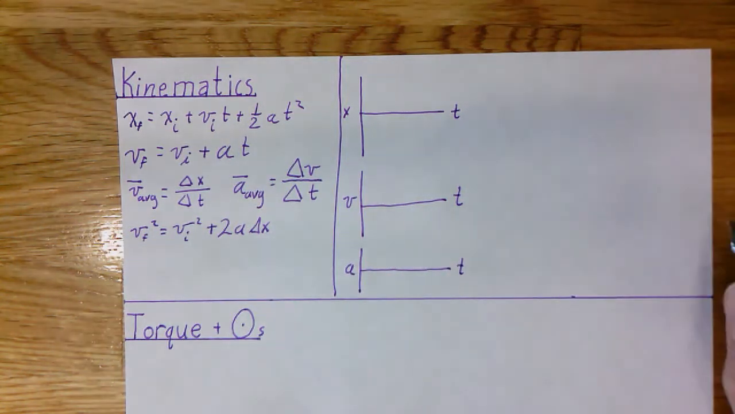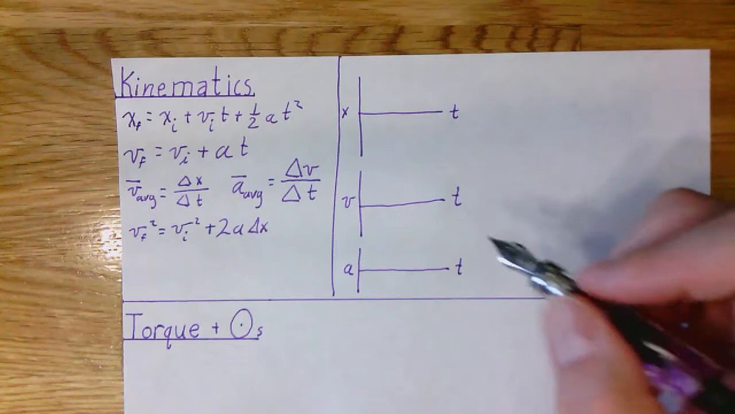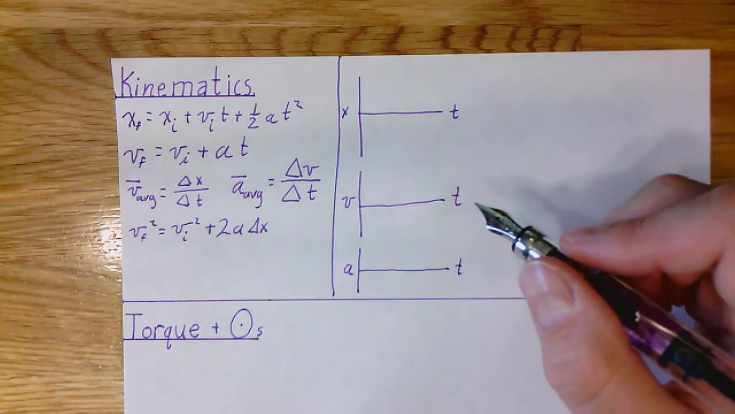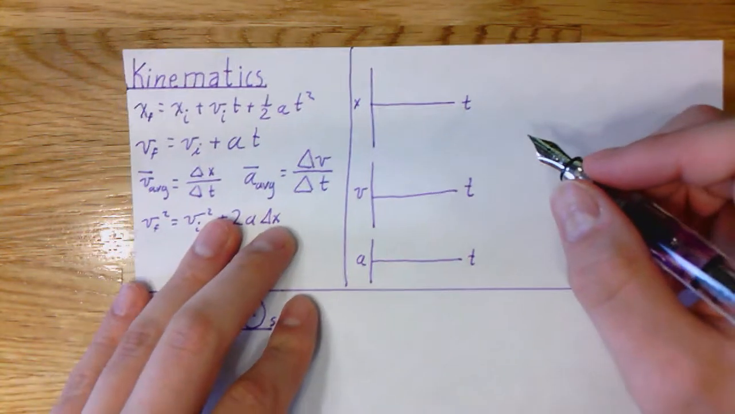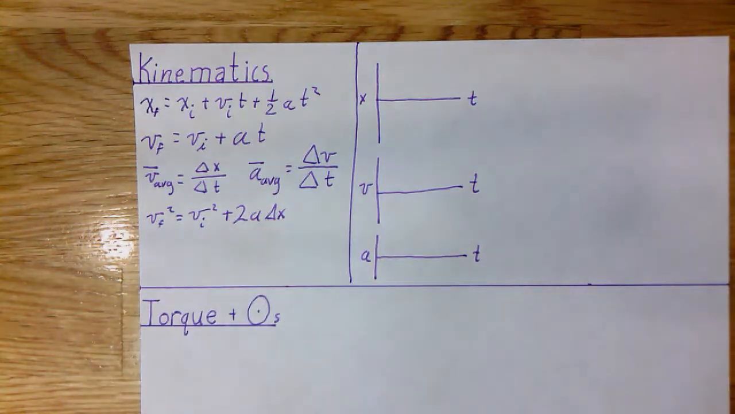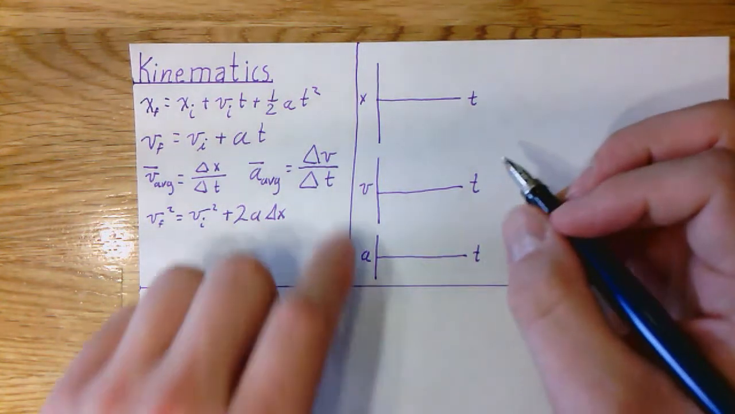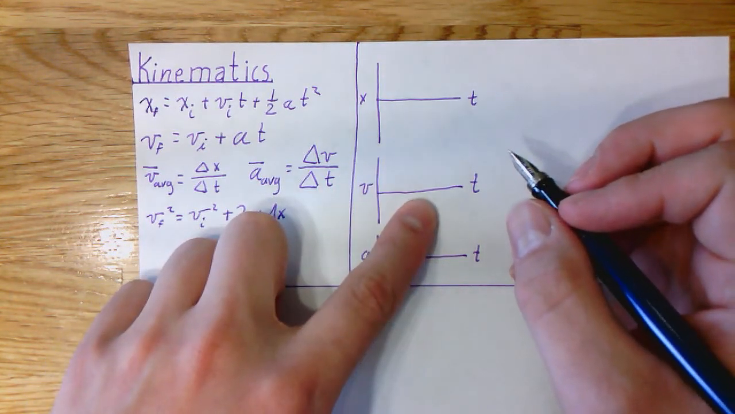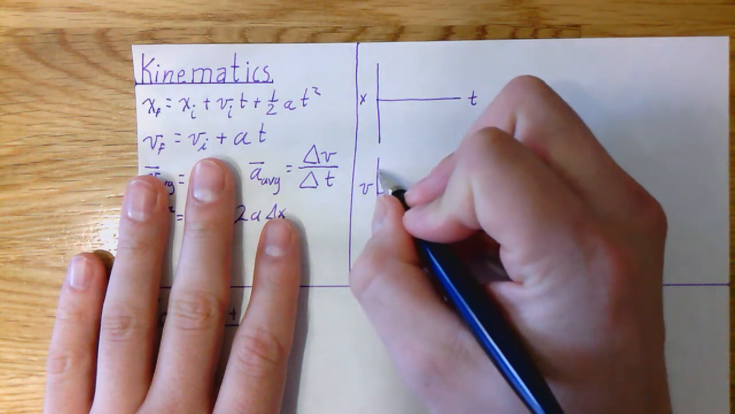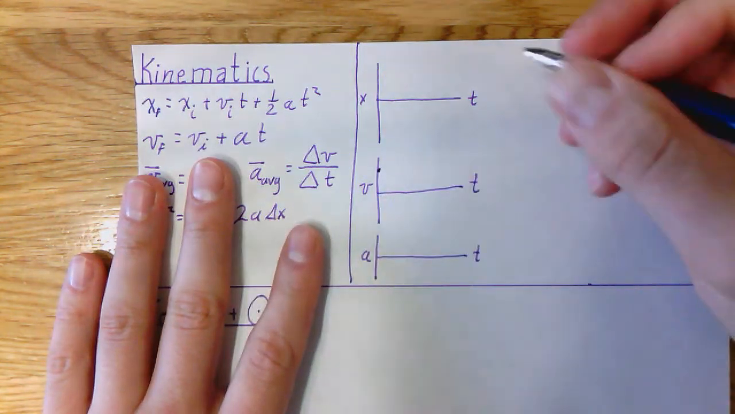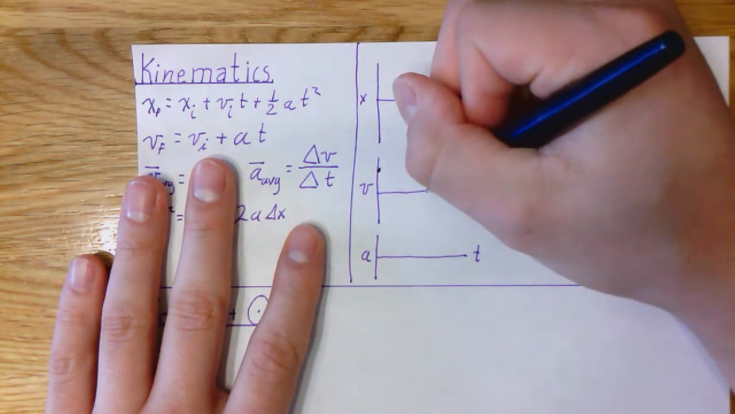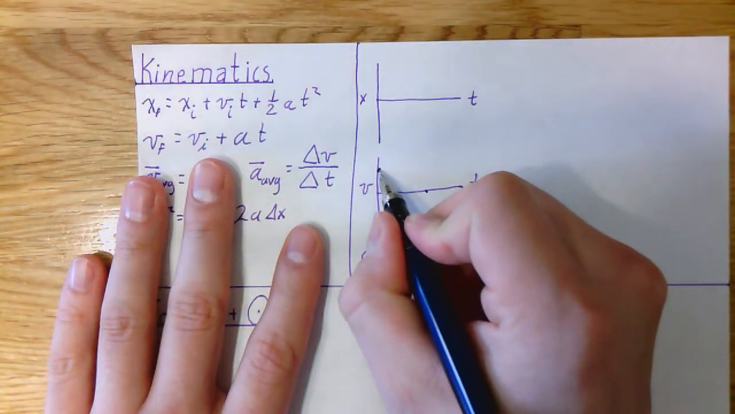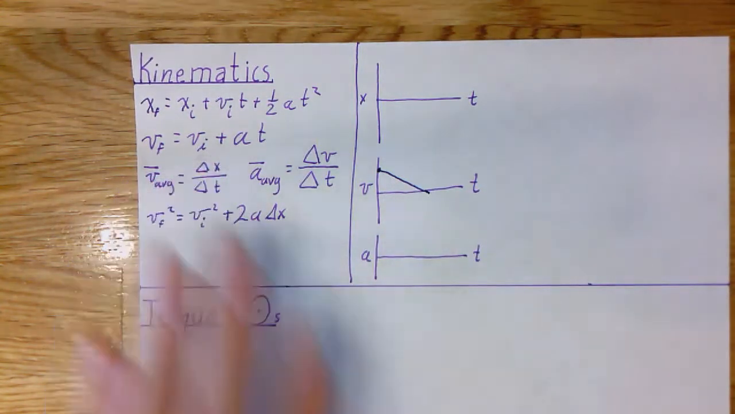Okay. I'm going to start with the velocity time graph, just because I think that's probably the easiest one to understand. So for our velocity, let's say I'm going fast, and then I'm going to slow down to a stop. Okay. So, and we're going to do that constantly. So start fast, slow down to a stop. Try to make that as straight as possible.